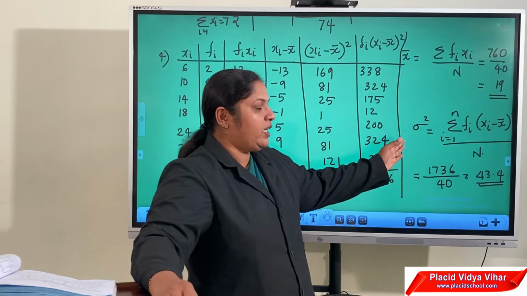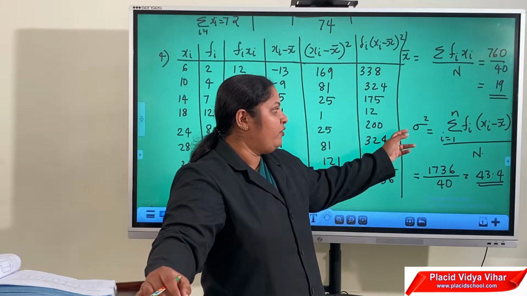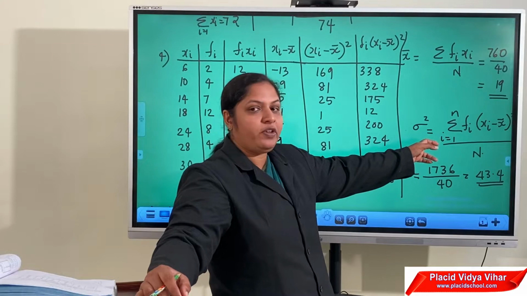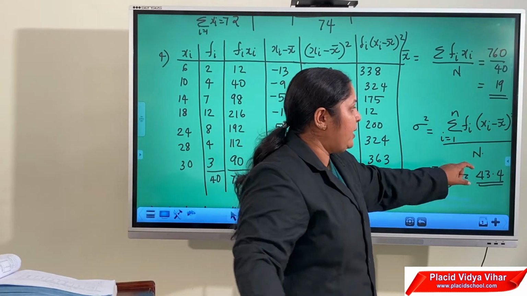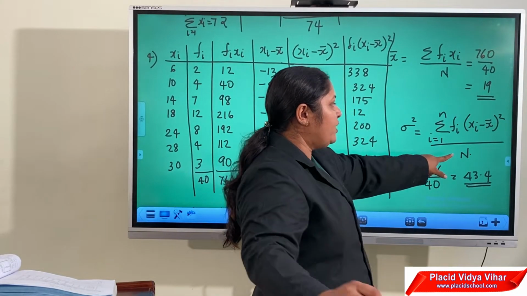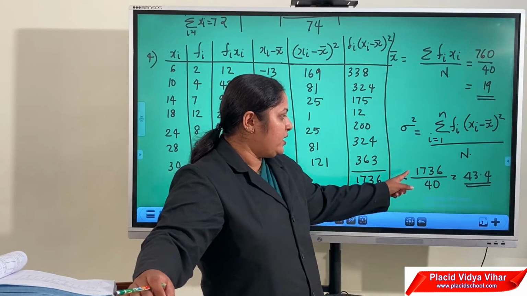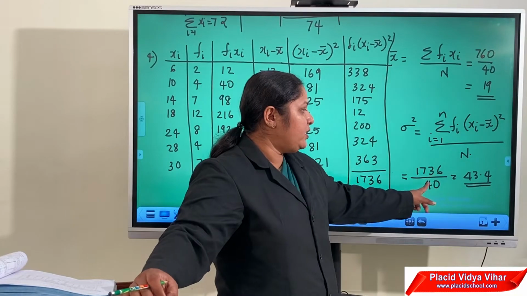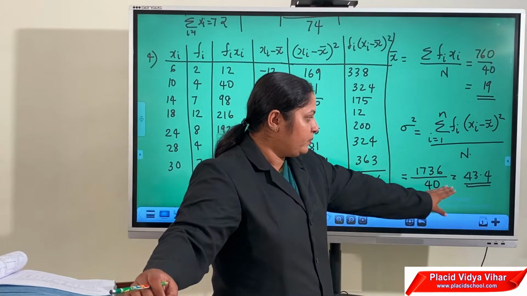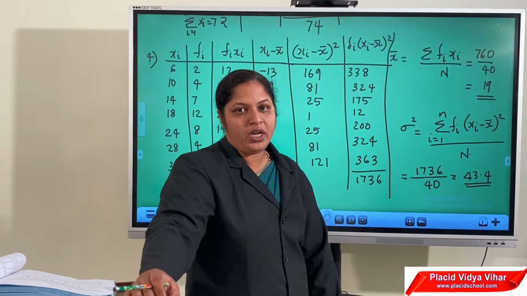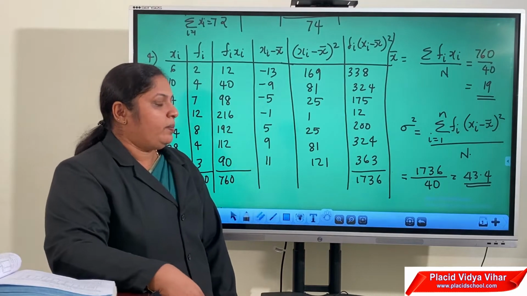Now straight away we can apply the formula for variance. Variance is equal to sum of i from 1 to n, Fi into Xi minus X bar the whole square, divided by capital N, where capital N is the sum of frequencies. That is 1736 divided by 40, it is 43.4. So that is question number 4.